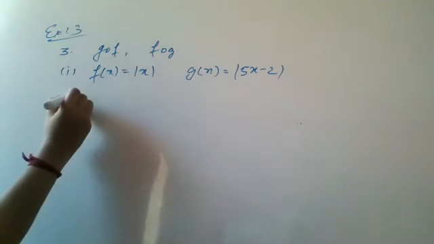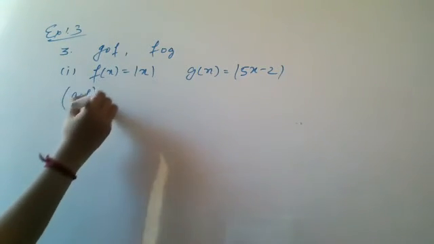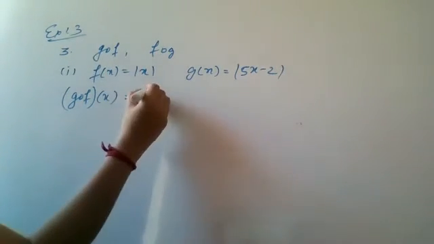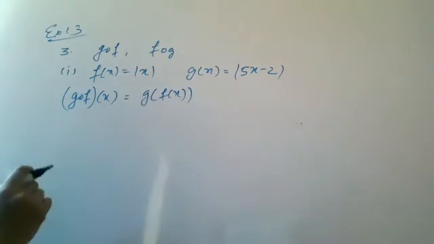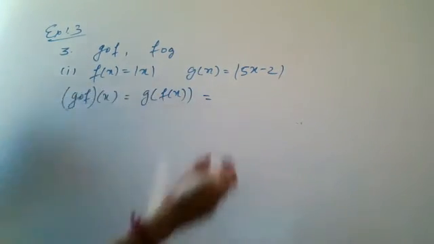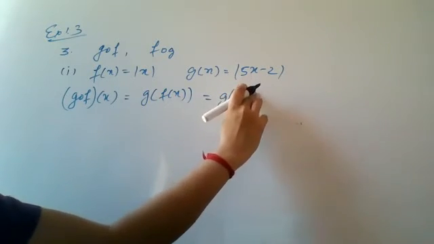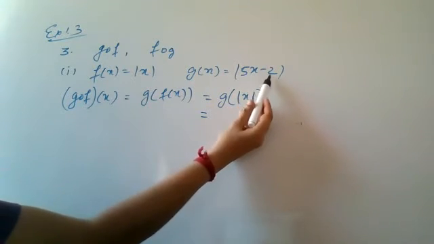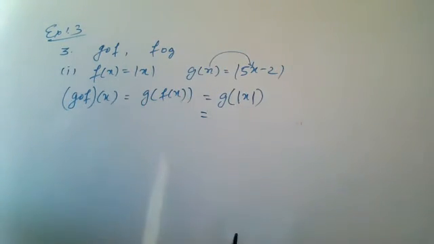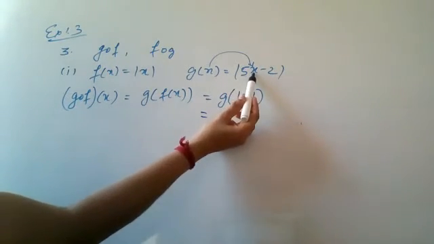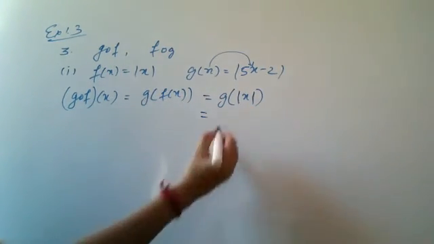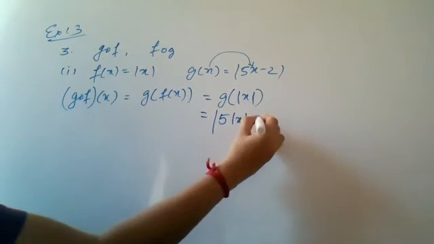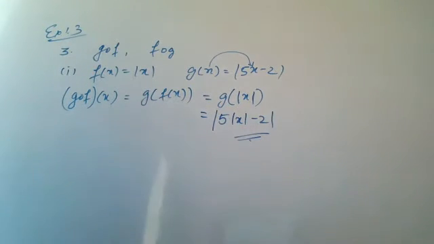For this, first we will start with G composition F. We write G composition F of X is equal to G of F of X, by definition. What is F of X? It is mod X, so we replace it with mod X. Now, if it was G of X, you would get mod of 5X minus 2. That means this X is coming here, so whatever you have, you replace at that place instead of X. The answer will become mod of 5 into mod X minus 2. This will be your answer for G composition F of X.